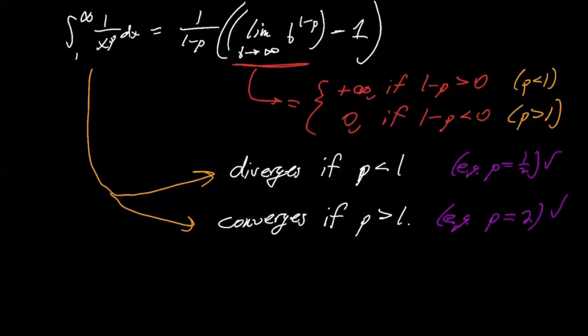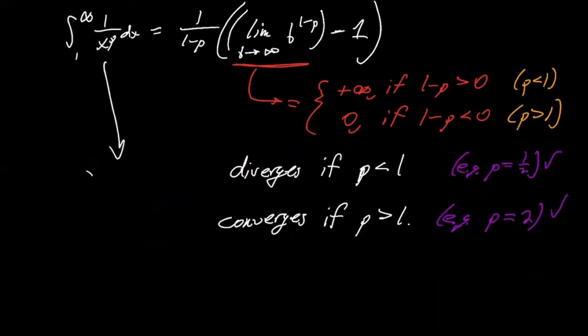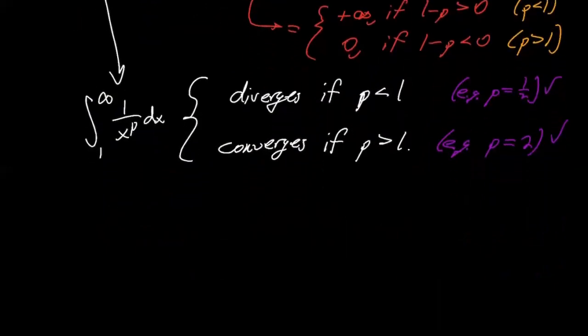But this is the big result. In fact, maybe I should write it. Instead of doing this, maybe I should just copy this integral down here. The integral from 1 to infinity, 1 over x to the p dx. Two possibilities there, although we still have the last possibility we have to think about. So what if p equals 1?